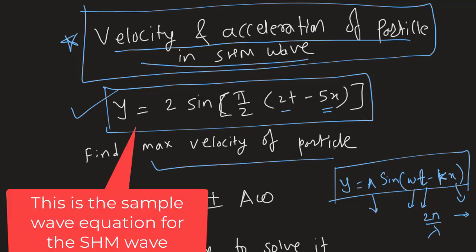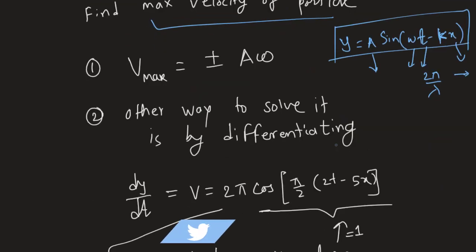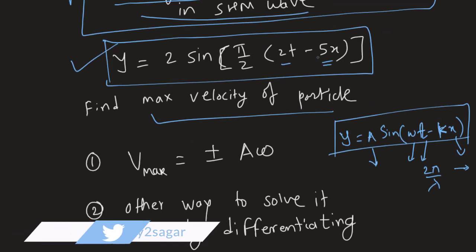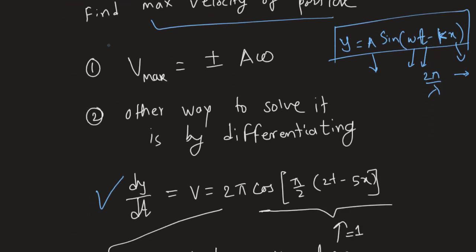Now, if you know the equation, then you can easily find the velocity and acceleration of a given particle. To calculate the velocity, there are a couple of ways. First one is we can differentiate that equation, dy by dt. So this equation, y equals 2 sine(pi by 2 ...), is the displacement equation, okay? And if you differentiate with respect to time, you will get the velocity. So the velocity will be 2 pi cos(pi by 2 into (2t minus 5x)). That is the differentiation of the above equation.